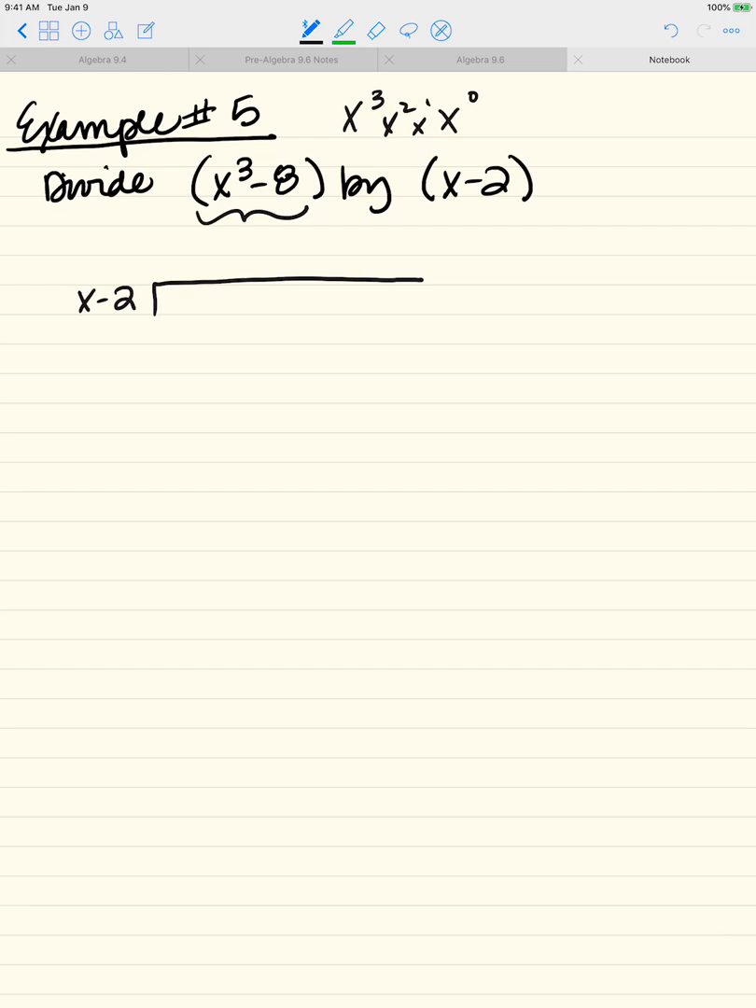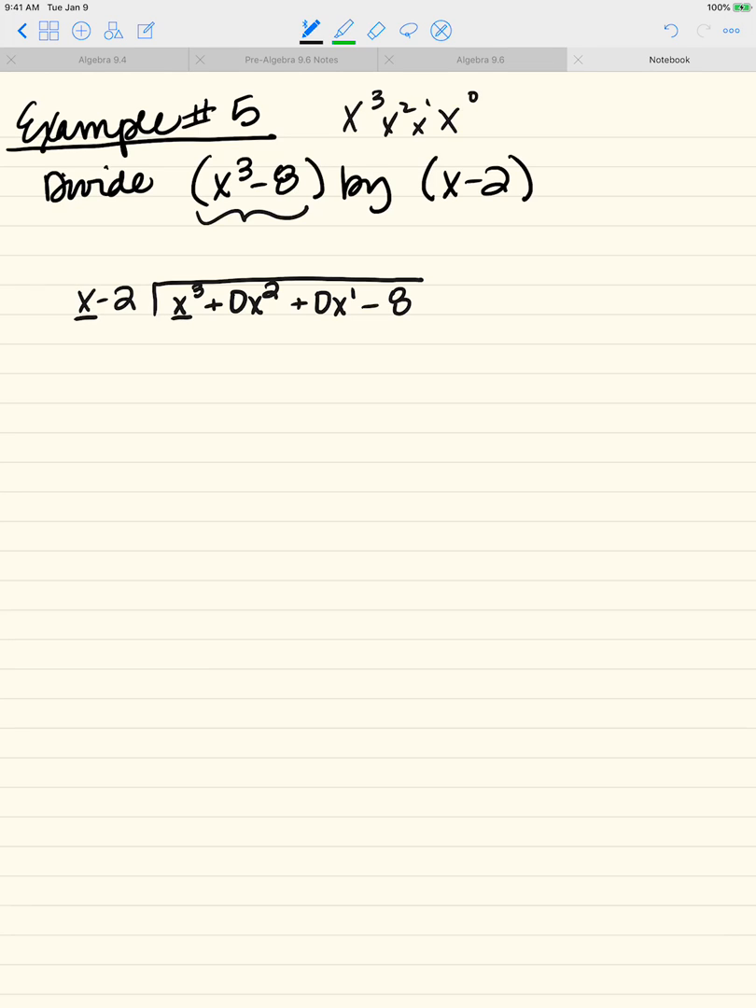x minus 2, into x cubed plus 0x squared. There is no x squared term in the x cubed minus 8. We just have to indicate it here. We have to indicate an x squared term in order for our long division to work. So we do 0x squared, because 0 times x squared is 0, okay? Same thing, we do 0x to the 1 here, and then we do our minus 8. Now we can work through our process.